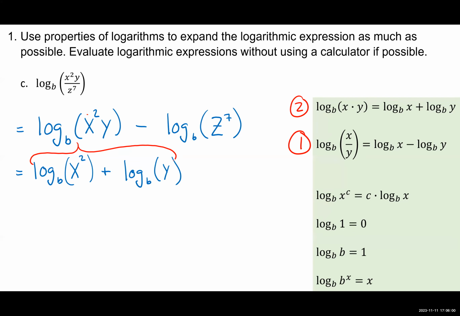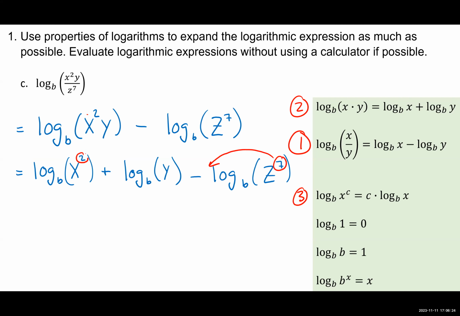All right, so we're splitting that up into two terms, okay? We still got this, don't forget, we still got the minus log base b of z to the 7th power. Well, now it looks like we could apply the exponent rule. This exponent will pop out front. This exponent, the 2, will also pop out front. So we've got 2 times the log base b of x.